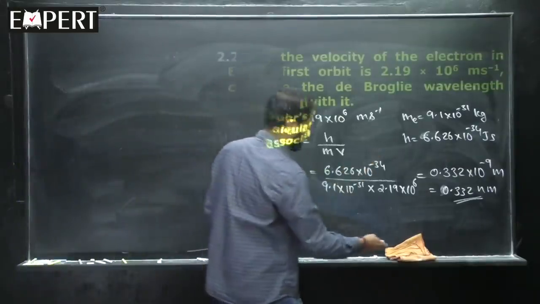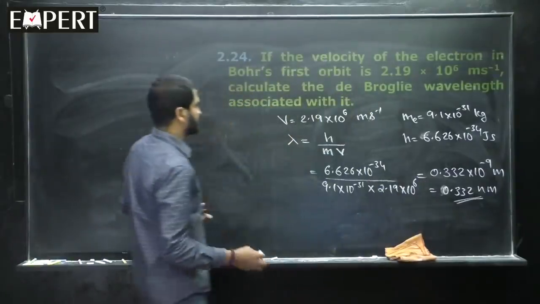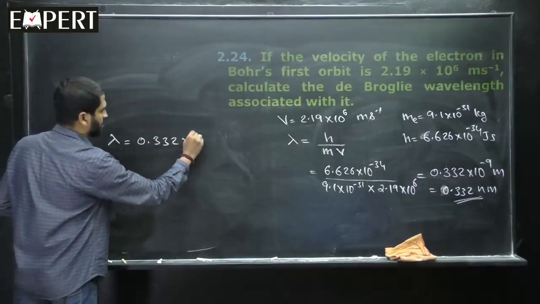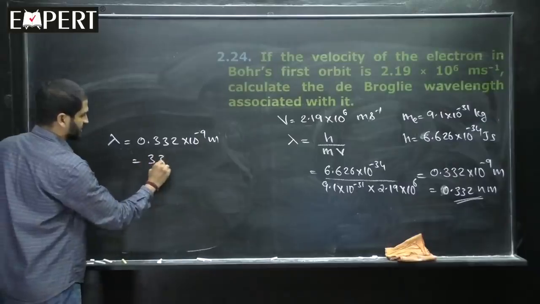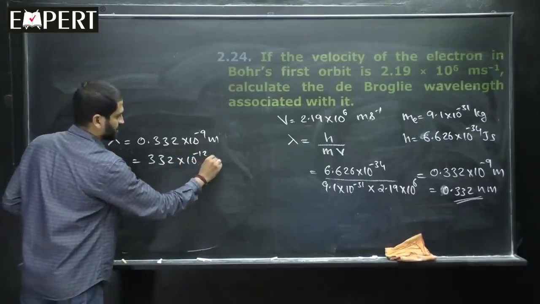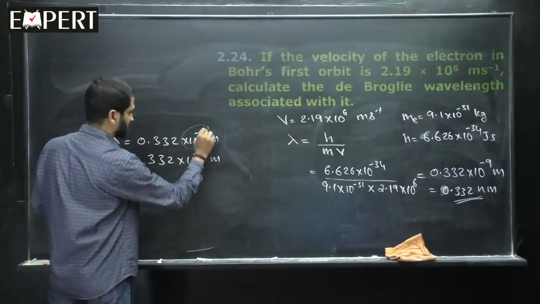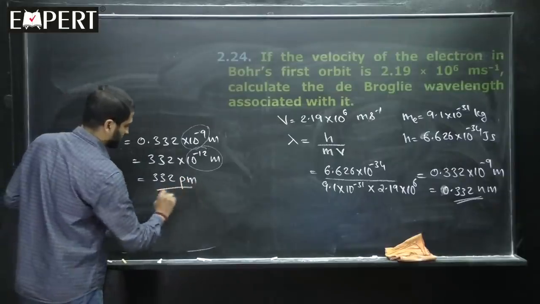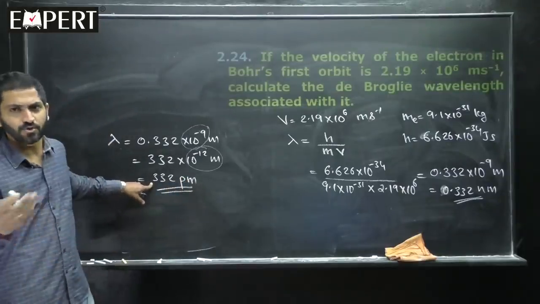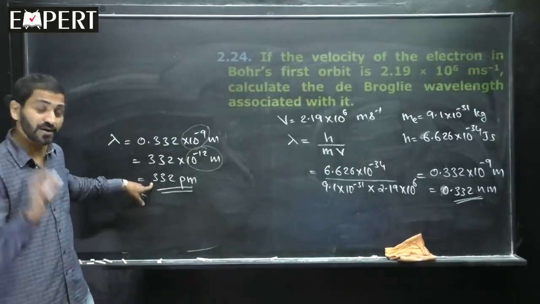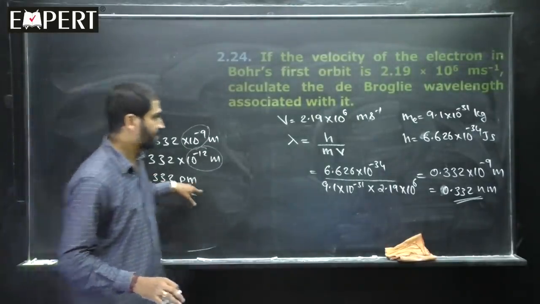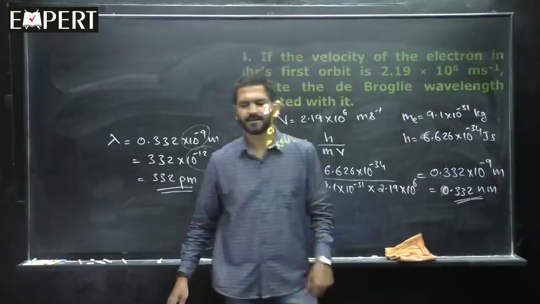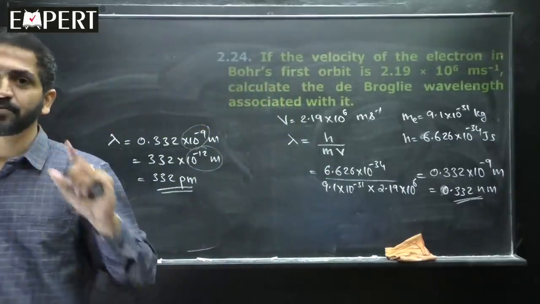I will tell you how to write it. 0.332 into 10 to the power minus 9 meter can also be written as 332 into 10 to the power minus 12 meter. This is in nanometer, this would be in picometer, so this would be equal to 332 picometer. The answer can be in any unit, no problem, but the answer should be correct, whether it is in nanometer or even in meter. 332 picometer is correct, 0.332 nanometer is also correct, but you have to be careful with the decimals.